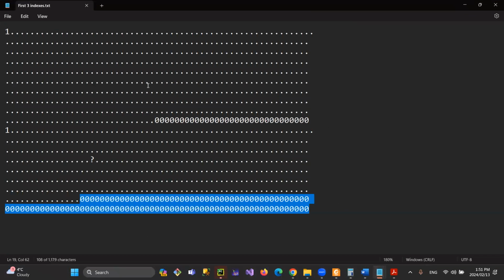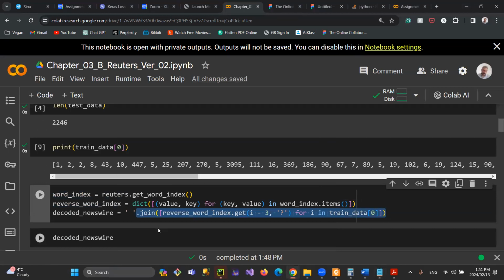Excellent. So you see, this is an example. Here we have 0 for padding, 1 for start, number 2 for unknown, but instead of saying unknown, we are going to just show a question mark. Technically, whatever we have in the dictionary, the indexes originally start from 0. But when we bring it into this context, because we have 0 for padding, index 1 for start, index 2 for unknown, everybody should shift towards the right 3 seats.